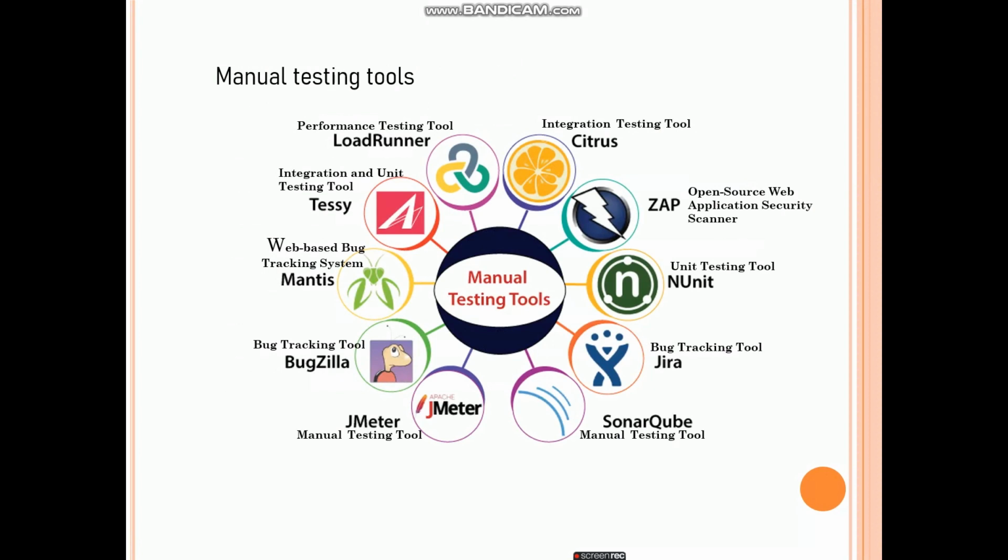There are some manual testing tools that have been given in this figure. Citrus, Zap, JUnit, Jira, SonarQube, JMeter, Bugzilla, Mantis, Tessy, and LoadRunner. These are some testing tools which are used for performing different types of test cases.